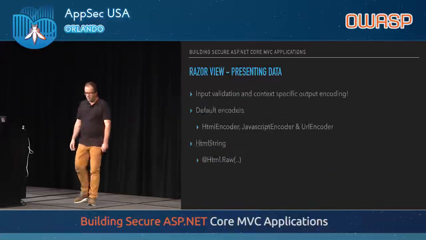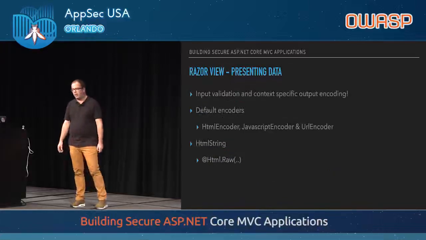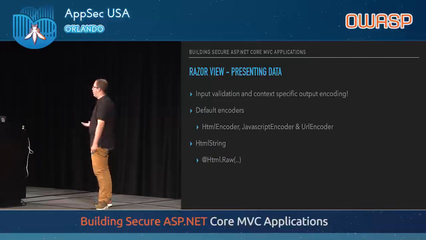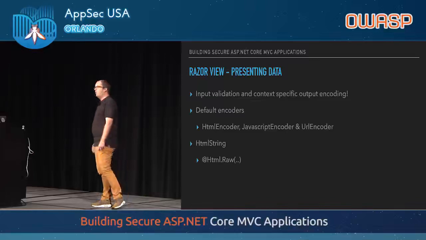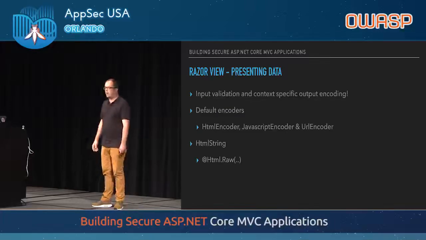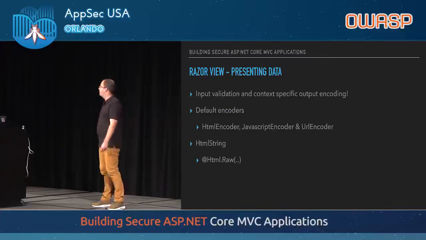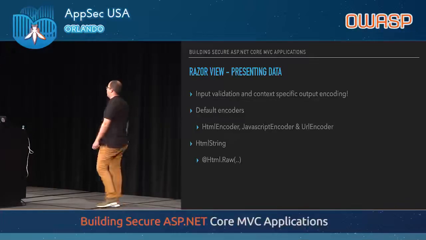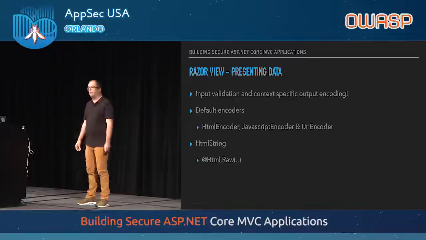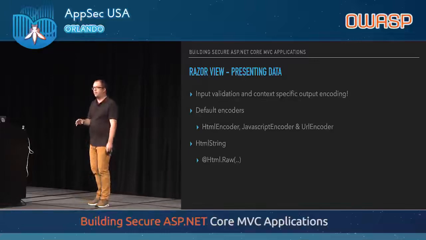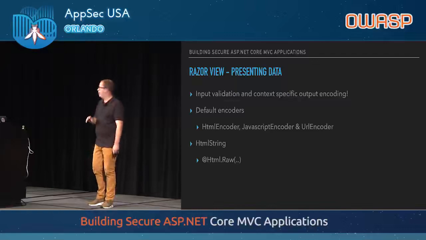So if we then move on and recap, presenting data is an open door. Input validation is important, as we saw earlier. That's for every application. But we need to make sure that we do the context-specific output encoding where we're rendering back the data. There are a couple of good default encoders. Let's say if you're using a Chinese character set or a Russian character set, these encoders will also encode those to the HTML encoded equivalents.